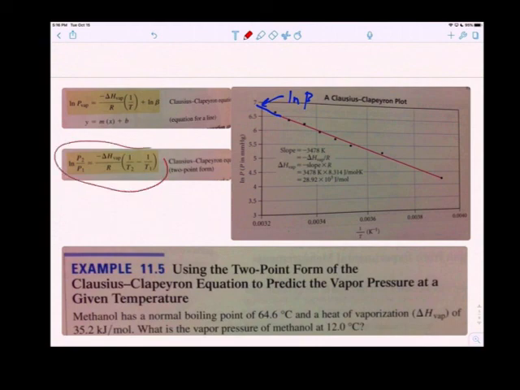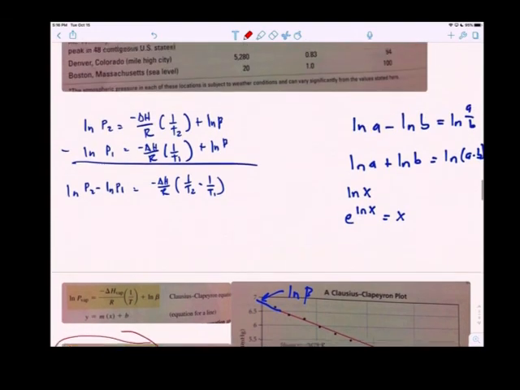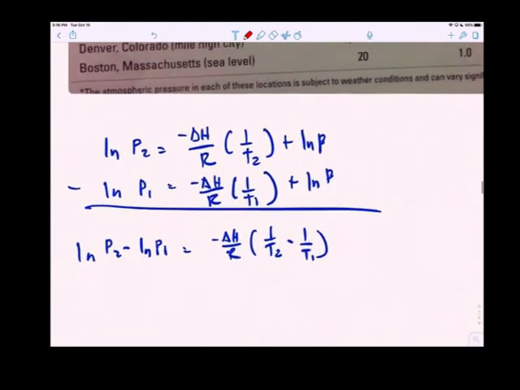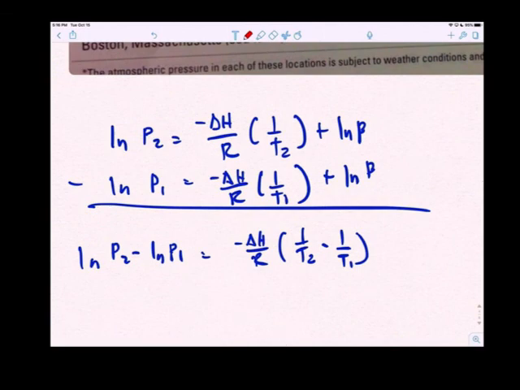What's important right now is this two-point form equation here, and this is how you derive that. So I'm picking P2 T2 and P1 T1. So natural log of P1 is minus delta H over R, 1 over T1 plus natural log of beta. And then I'm going to write P2 on top of that. And now I'm going to subtract the first equation from the second equation, and the natural log beta terms go away. And we have natural log of P2 minus natural log of P1 equals minus delta H over R, 1 over T2 minus 1 over T1.